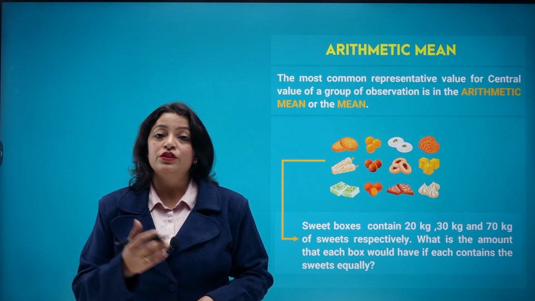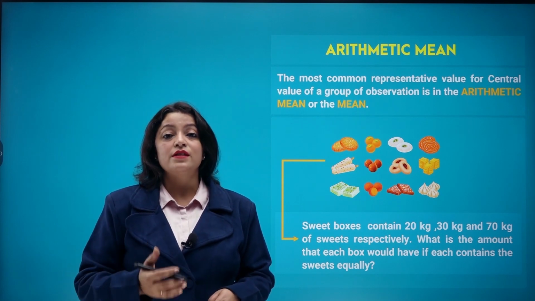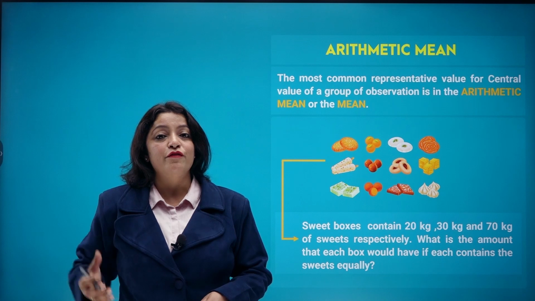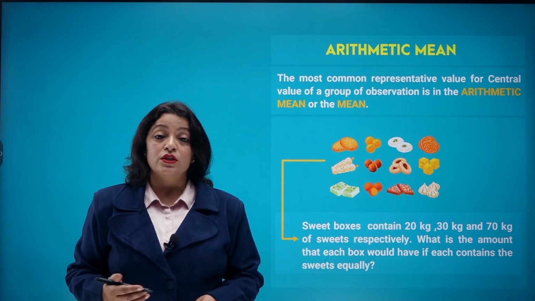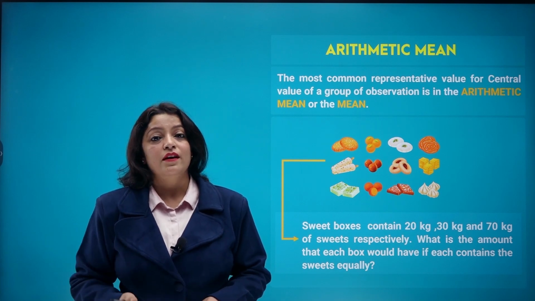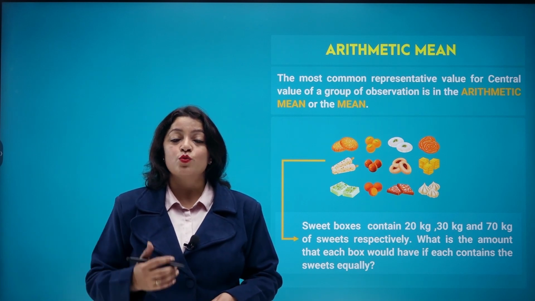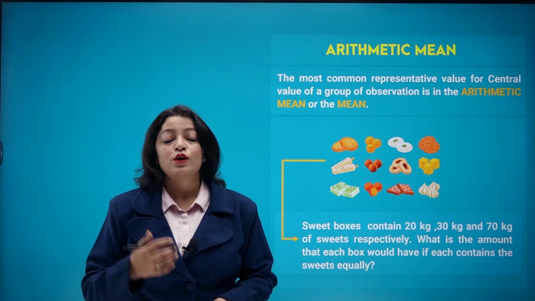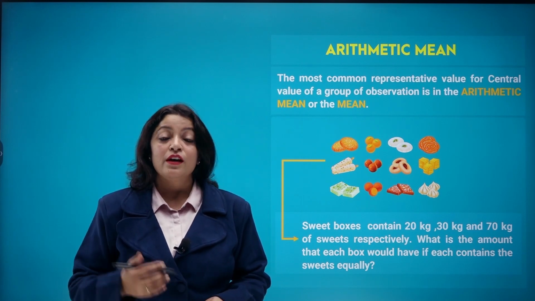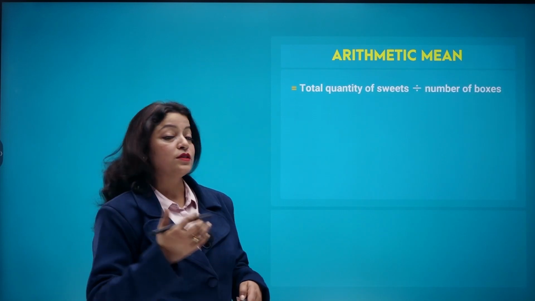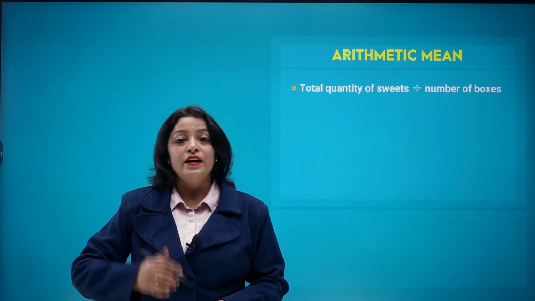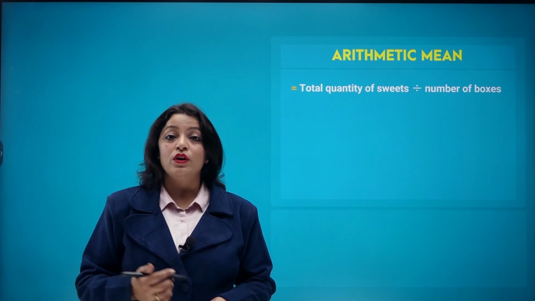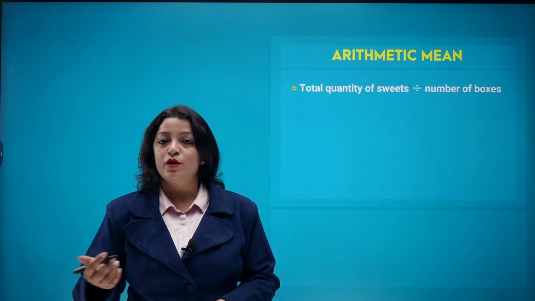That means if in all the 3 boxes, the quantity of sweets is exactly equal, then what is the average one for this? So, instead of 20, 30 and 70, if they share the same quantity, then how can we find what could be the average weight in a particular sweet box? So, for this, we have to first calculate the total quantity of sweets, and the total number of boxes. And after that, we have to divide the total quantity of sweets by the total number of boxes.